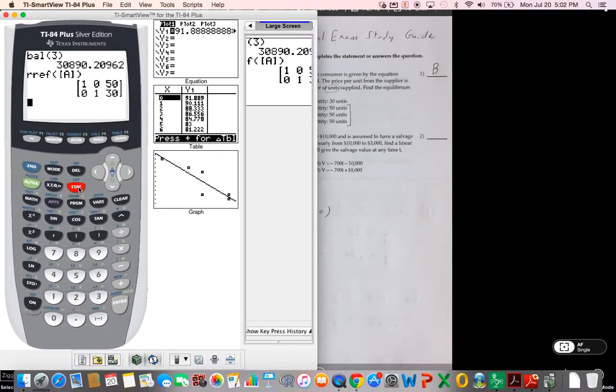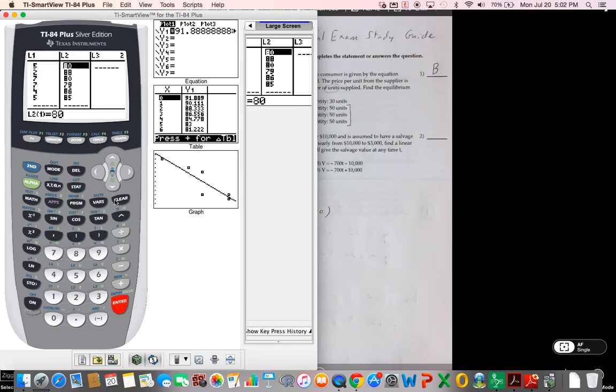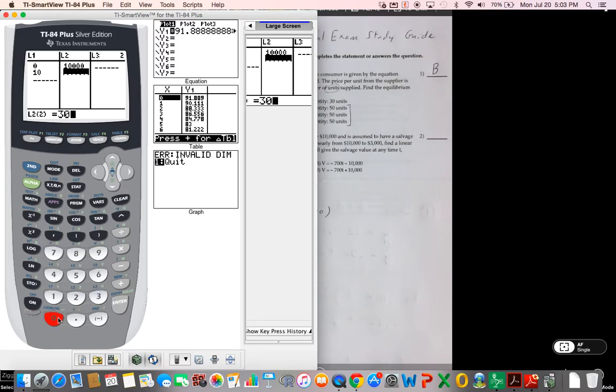Now, the way that I've shown you to work this is to go into Stat and clear out the list. So go up and highlight L1, just go clear enter. And we need to come over and get rid of the stuff in L2 as well. Now we know our x's or our times need to go in the first column, and then our value. So when we have 0, we had $10,000 of value, and 10 years later we had $3,000 of value.